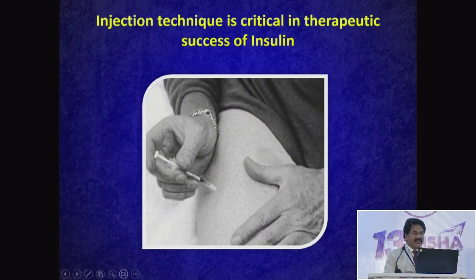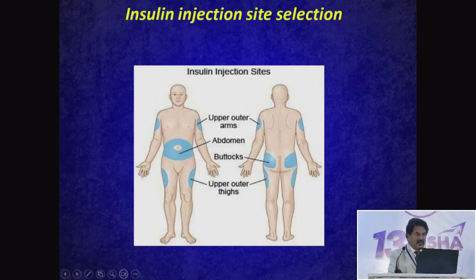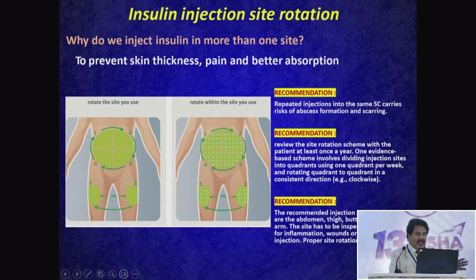Injection technique is critical in the therapeutic success of insulin. Insulin injection site selection is very, very important: abdomen, upper arm, thigh, etc. Because in these areas people have adequate subcutaneous fat, absorption will be very good and responses predictable. So why do we inject insulin at more than one site? Site rotation is very important.